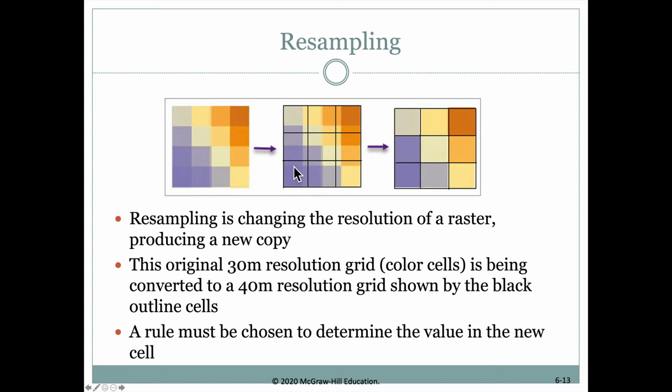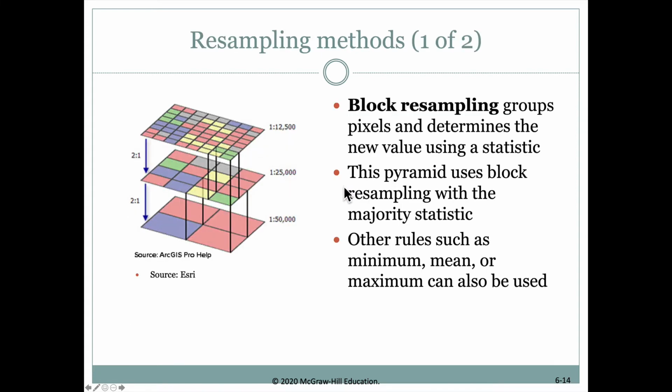This grid cell contains mostly purple, but some of this lighter yellowish purple and the lighter purple. Well, we have to have some sort of rule in order to change the value from this grid cell into this grid cell, because we're starting out with 16 grid cells here and ending up with only 9 here.